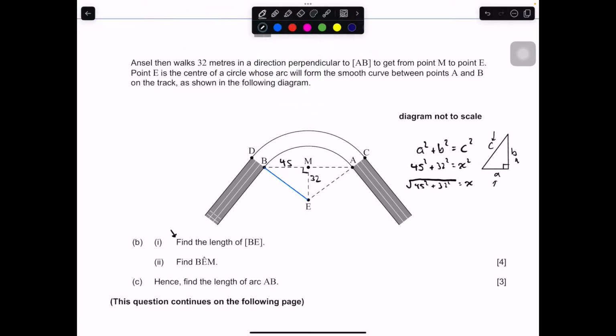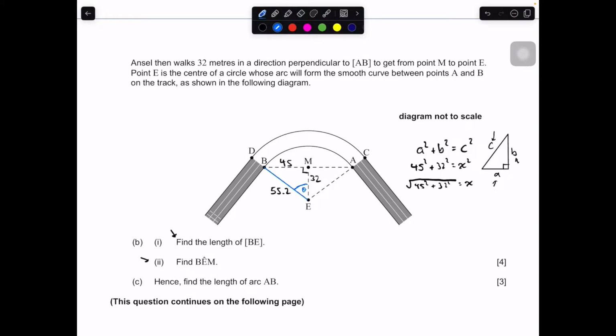So we have this. It is equal to 55.2 to 3 sig figs. The next question, we're asked to find angle BEM. So what is BEM referring to? We start at B, we go to E, then we go to M. So we're asked to find this angle right here, this theta value.